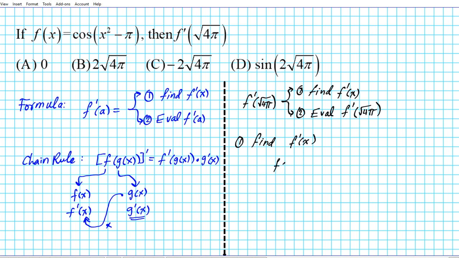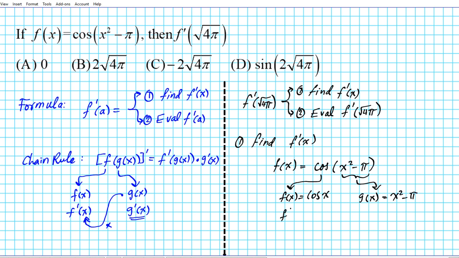Okay, so f of x is a composite function. Remember, composite function is a function inside a function. So cosine of x squared minus pi. We have a trig function composed with a quadratic binomial. So we're going to use the chain rule here. Outer function, let's call that f. The outer function is cosine x. And then the inner function is g of x. Let's call that x squared minus pi.